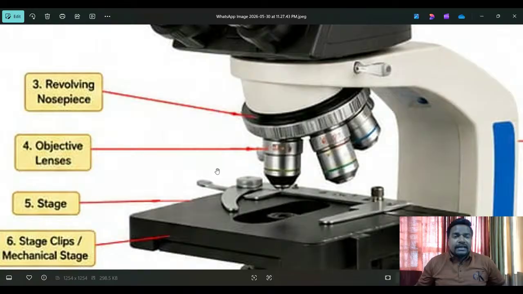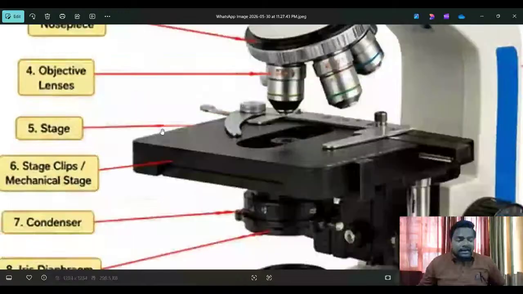I'm going to show you very clearly. Third point is the revolving nose piece. It completely revolves, meaning it rotates by itself, because we have to keep the lens properly. Next, fourth point is objective lenses. Mostly you see 10x, 40x, 100x, different types of lenses available in that microscope, and based on that you have to replace this. Next, fifth one.